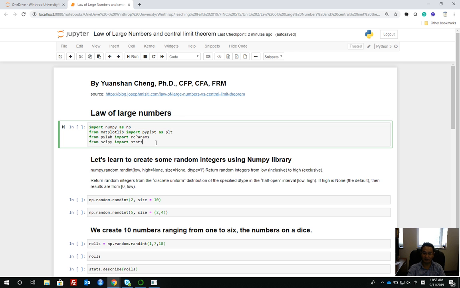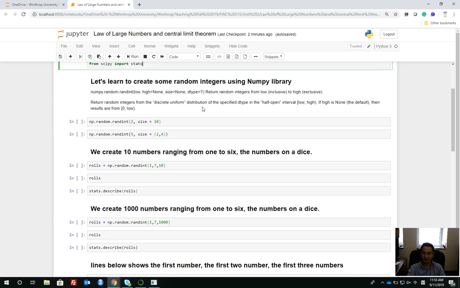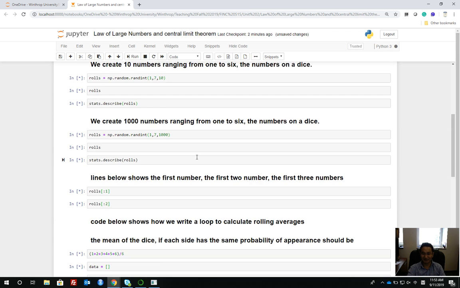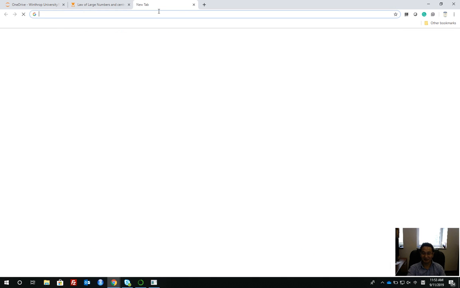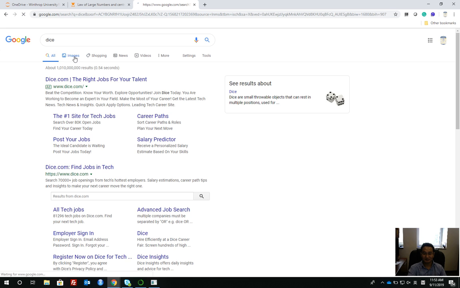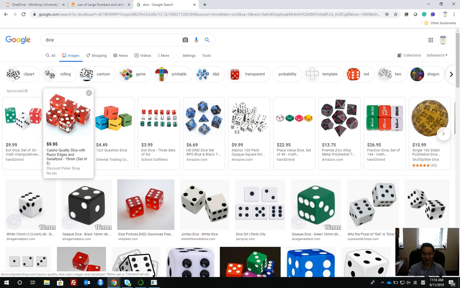The first part will be the law of large numbers, as we did a while ago. Just import several libraries, and then we are going to illustrate how you simulate the draw of a dice. Do you guys know what a dice is? If not, so these are dice. Okay, it has 6 different numbers, right? Different dots on each side.